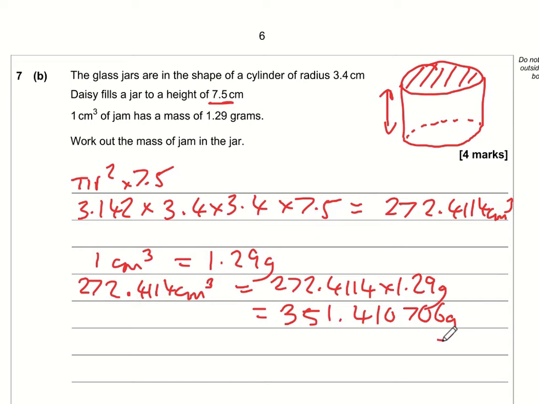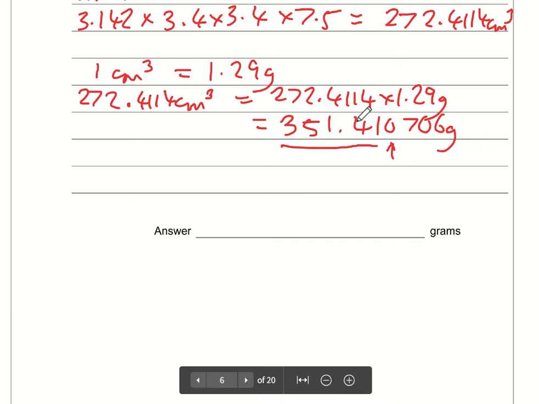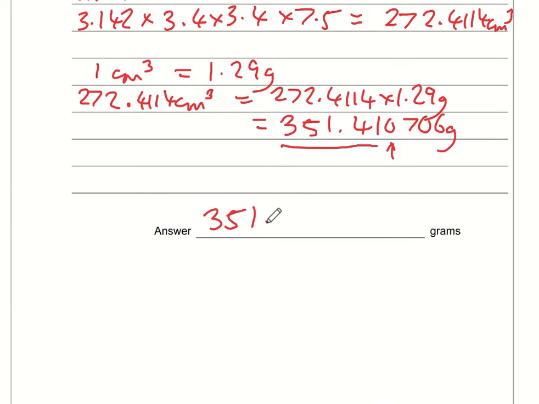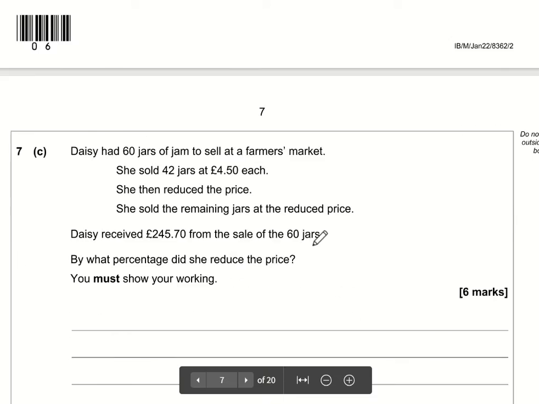351.410706 grams. So we just need to round this to a sensible degree of accuracy. Here we've got 2 decimal places, so I'll go with 2 decimal places here. Third decimal place is a 0, so that will simply round down to 351.41 grams.